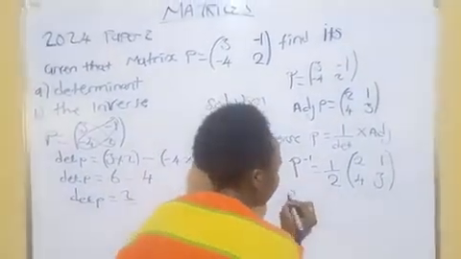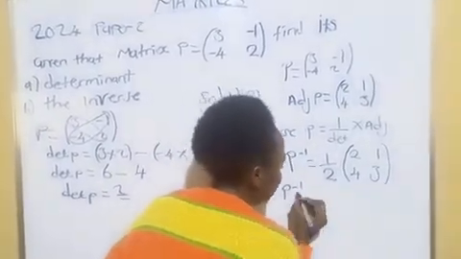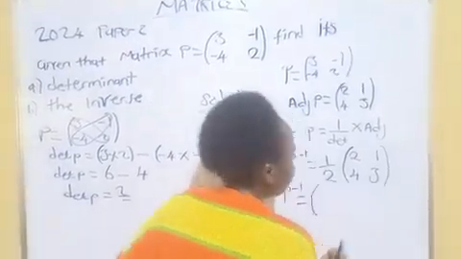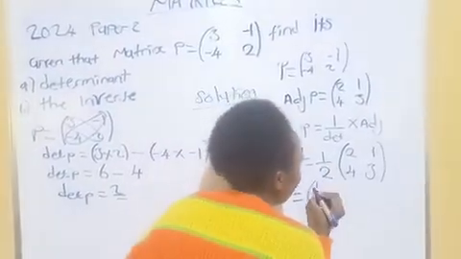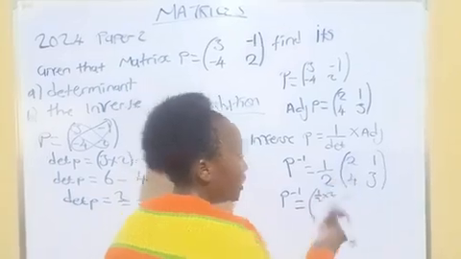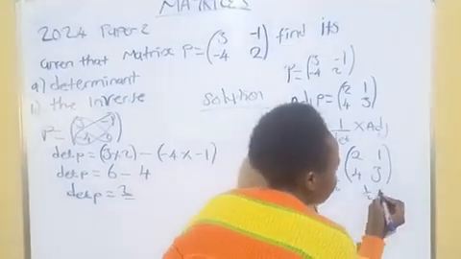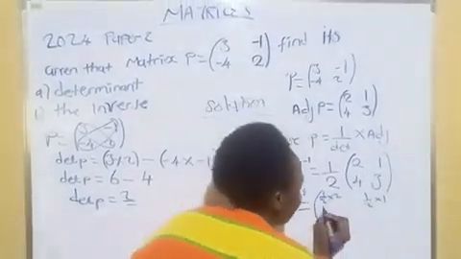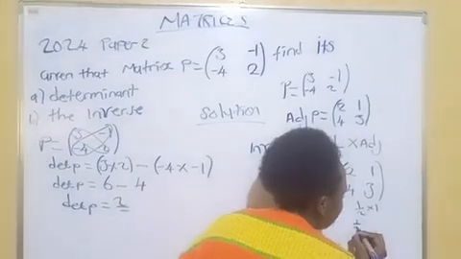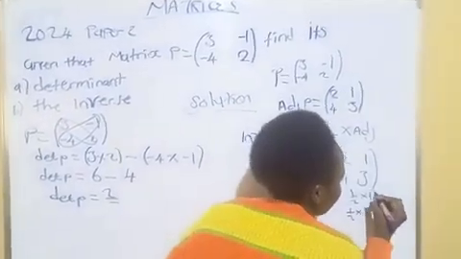So you are going to say P negative 1 is equal to, you open brackets. Here you are going to say 1 over 2 times 2 for the first entry. The other one, 1 over 2 times 1. For the second, 1 over 2 times 4. For the third, and 1 over 2 times 3.